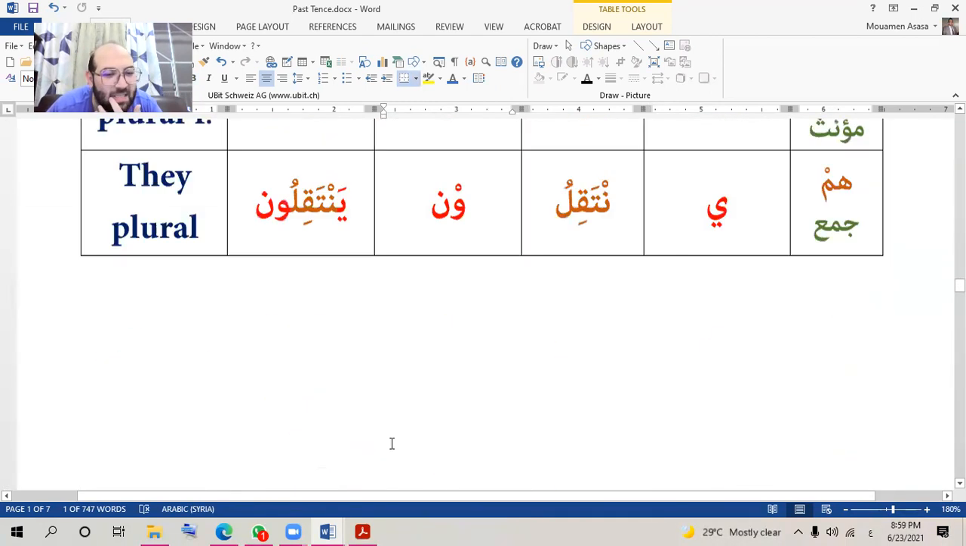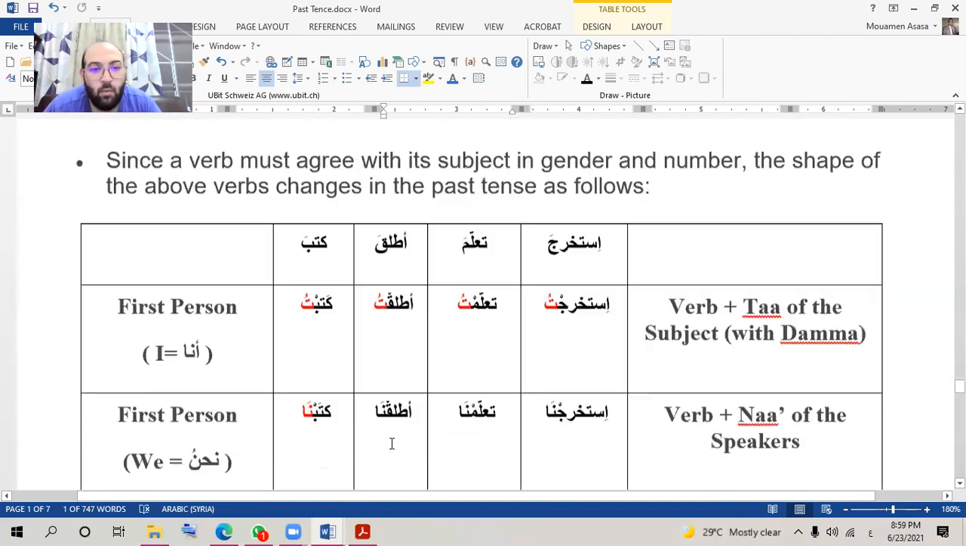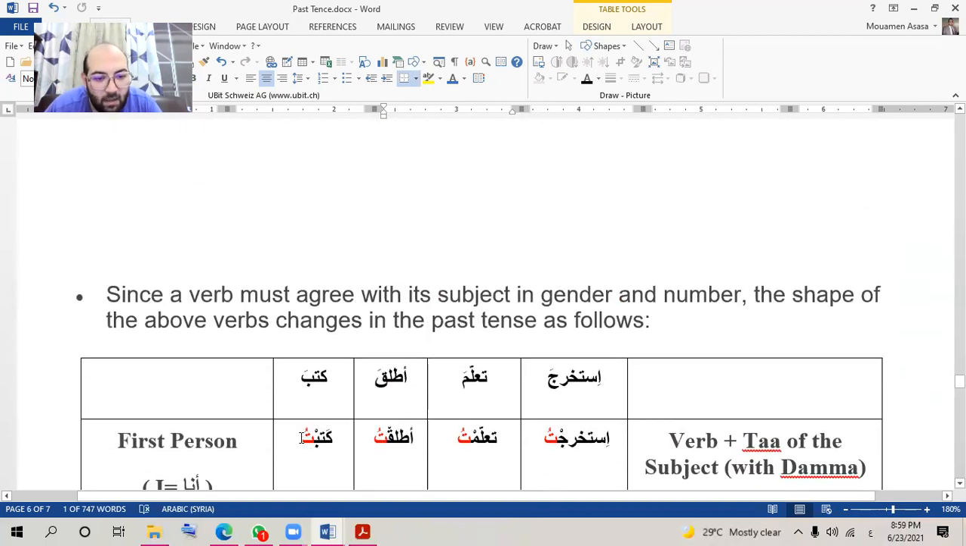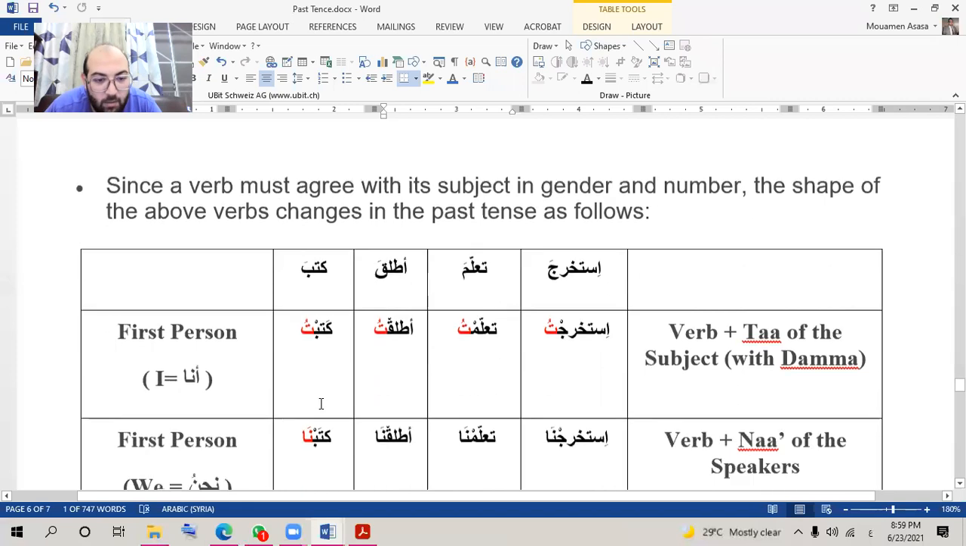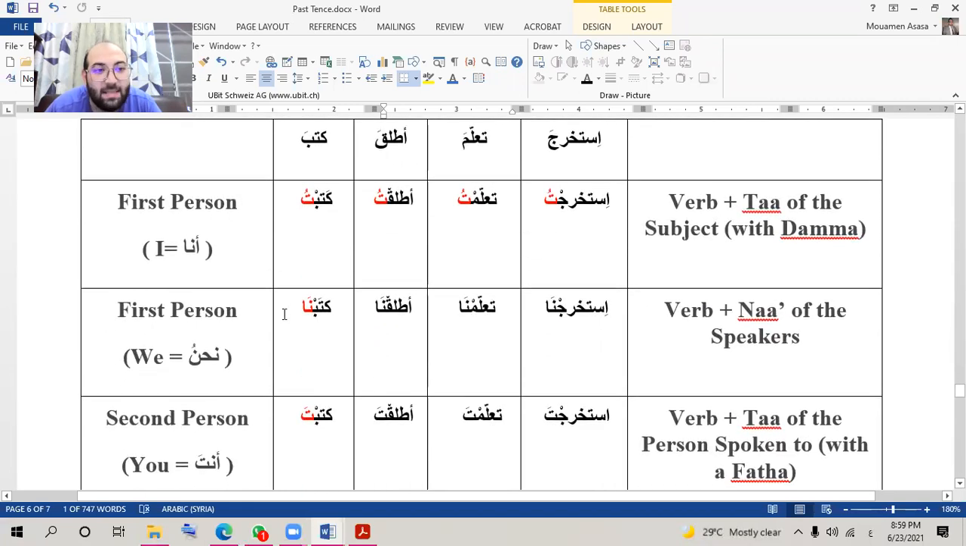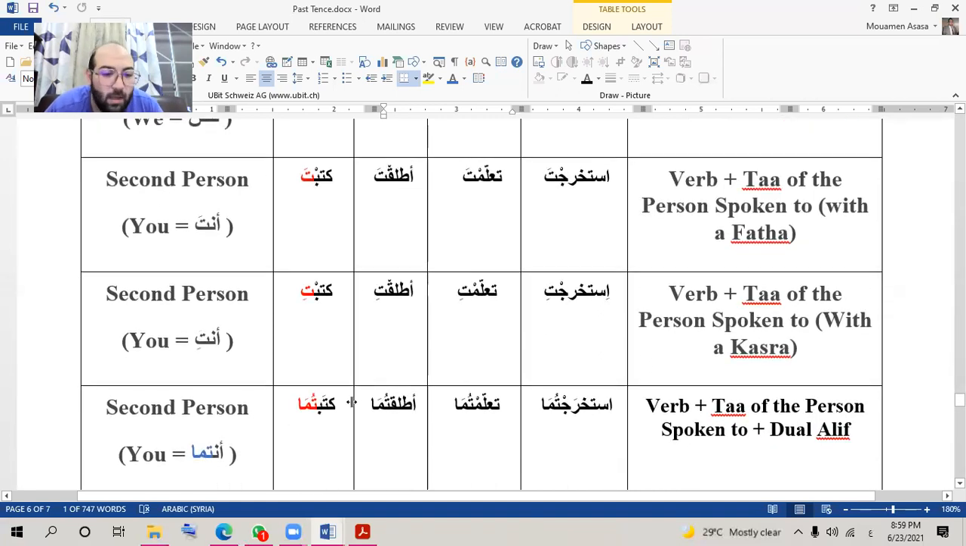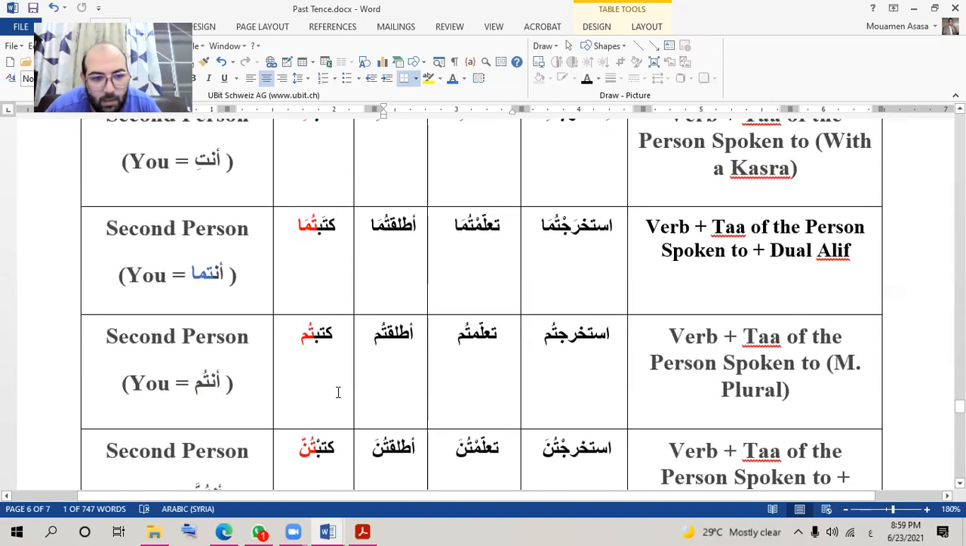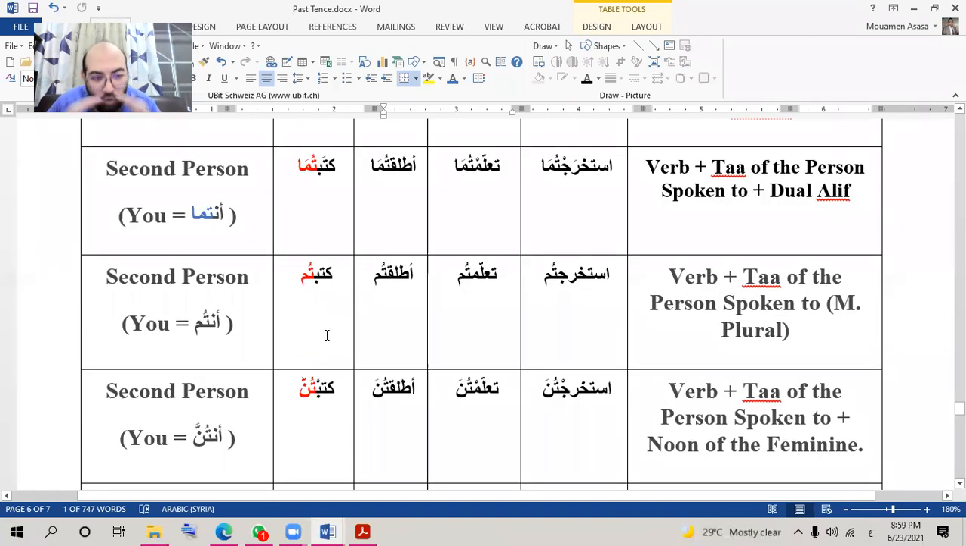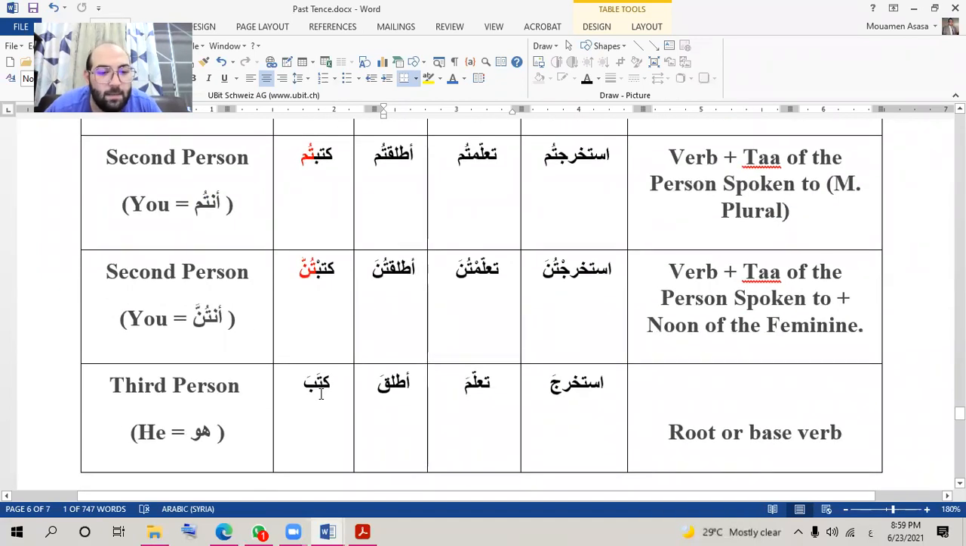Same in past, but a different letter. We have ta with dhamma, katabtu, I. We have noon and alif, katabna. Ta and fatha, katabta, you, anta, male. Katabti, you, anti, female. Katabtuma, dual, don't worry about it. I will not focus on it. Katabtum, group of people. Katabtunna, group of people, you female. Kataba is the simplest root.